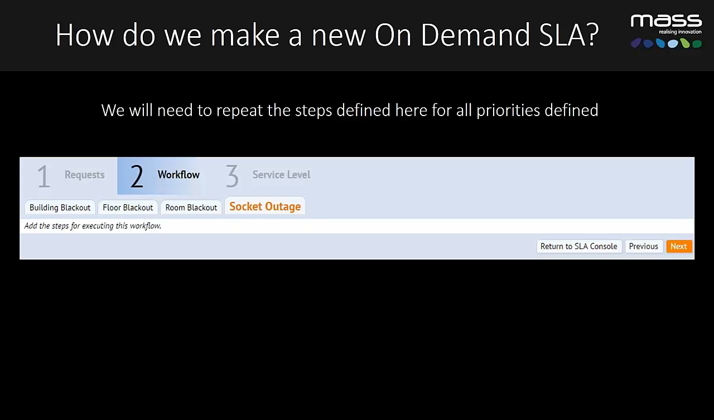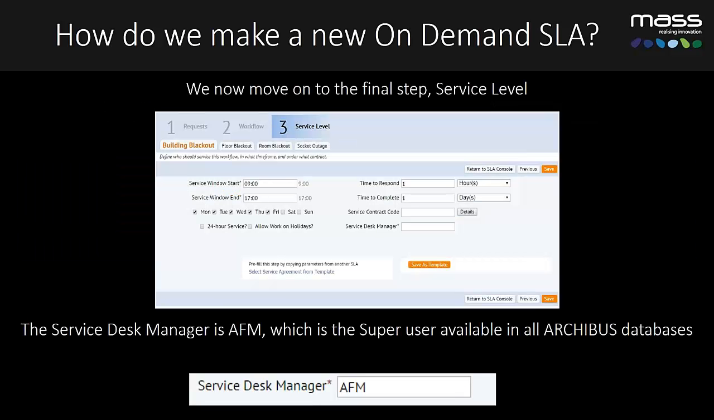I am now going to complete this process for the other three priorities using the same workflow process. You can of course configure these as you feel necessary. Now that I have completed these, I am going to press Next. This takes me to the service level screen, which is where we can define the timeframes we will confine ourselves to when responding to such issues.